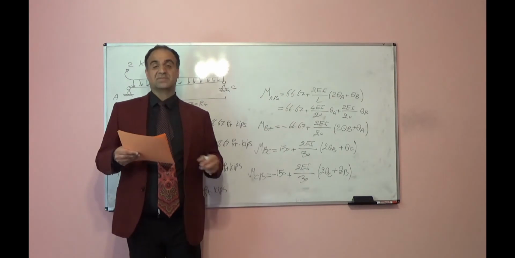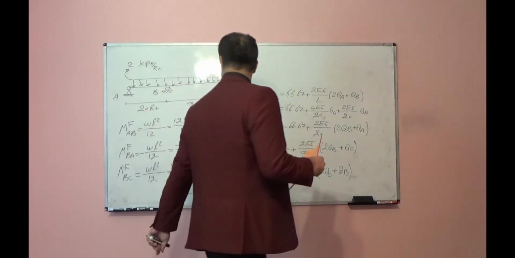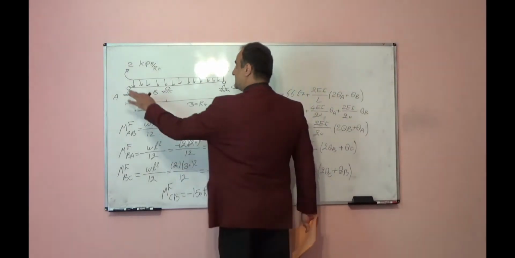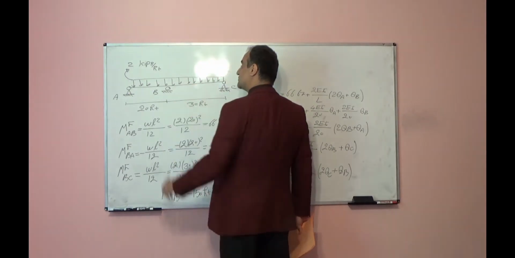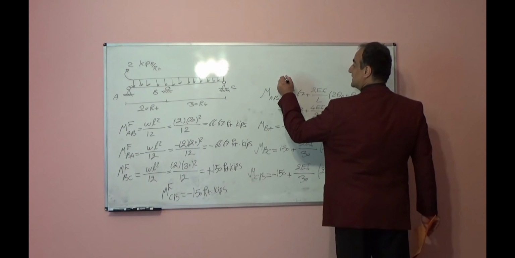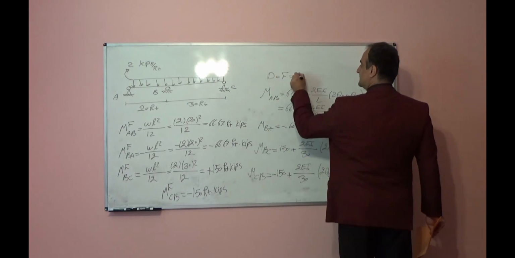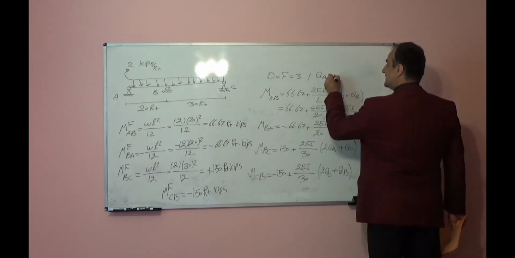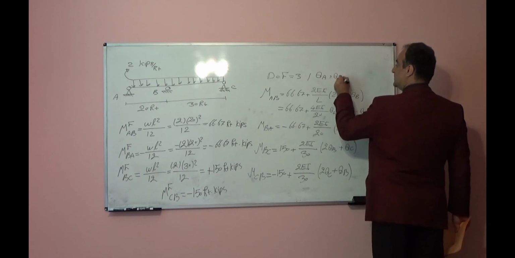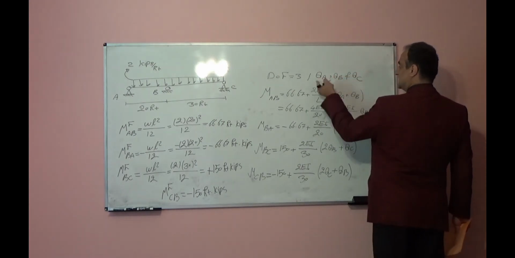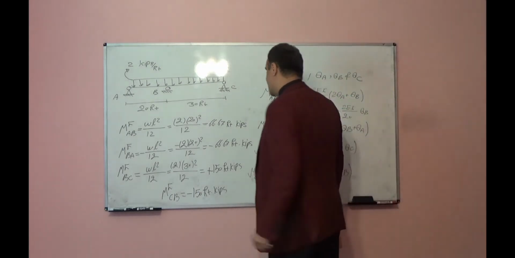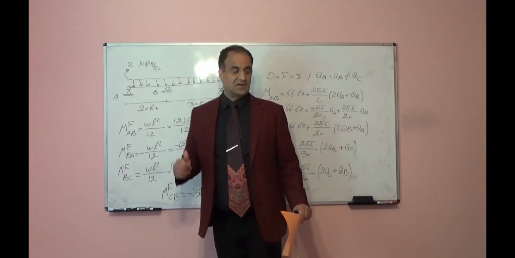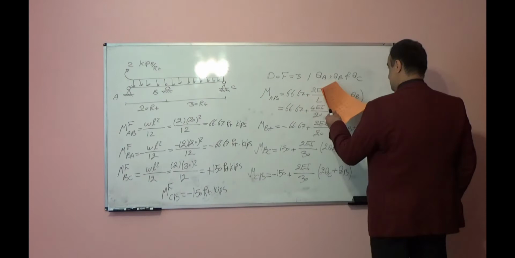I wrote all the slope deflection equations, and let's see how many degrees of freedom this system has. We have 3 nodes and all of them can rotate. So we have 3 degrees of freedom, and they are theta A, theta B, and theta C. These are our unknowns. If we solve using slope deflection, we will have 3 unknowns: theta A, theta B, theta C.